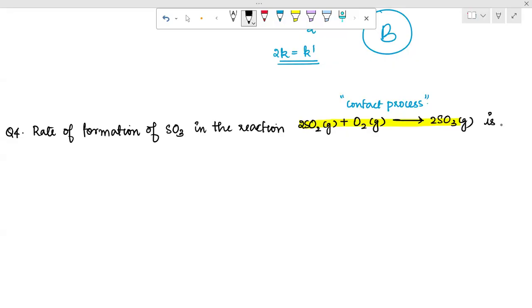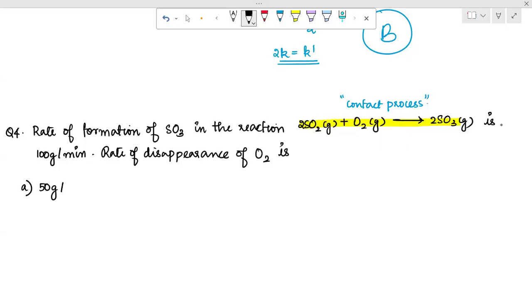That's fine. Okay. Complete the question is. So the rate of formation of SO3 in the contact process reaction is 100 grams per minute. Question is rate of disappearance of O2 is option A, 50 grams per minute. Option B, 40 grams per minute. Option C, 200 grams per minute. Option D, 20 grams per minute.